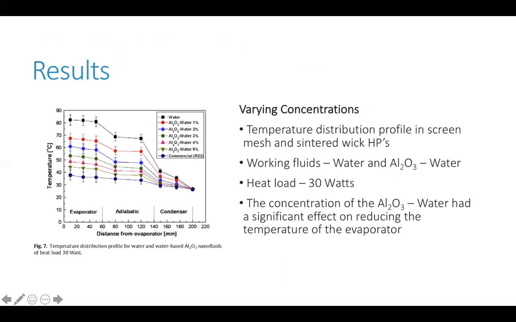All right, for the results of this experiment, we can start here with figure 7. What this shows is a temperature distribution profile in screen mesh wick heat pipes and commercial sintered wick heat pipes, where water and nanofluids of aluminum oxide water are used as working fluids, and a 30-watt heat load was applied during the experiment. This shows the temperature difference in the heat pipe tends to decrease with increasing volume concentration of nanofluids. This indicates that the concentration of the aluminum oxide water nanofluid has a significant effect in reducing the temperature of the evaporator.